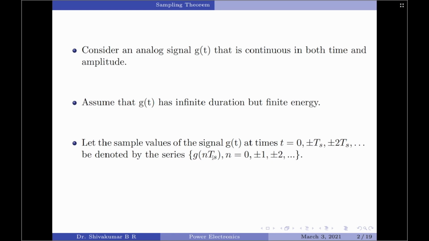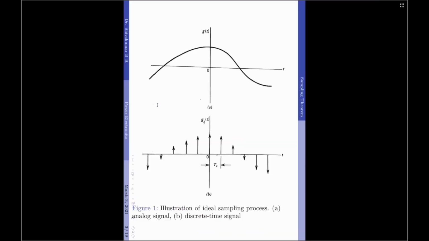Here we will refer to Ts as the sampling period and Fs equals 1 by Ts as the sampling rate or the sampling frequency. Now let us have a look at a segment of the signal g of t we have considered as input. This is what g of t represents, and this is the sampled signal which is constructed by instantaneously sampling the input signal g of t by taking on the amplitudes of g of t at regular intervals given by Ts.